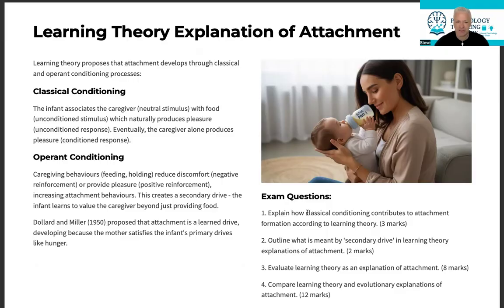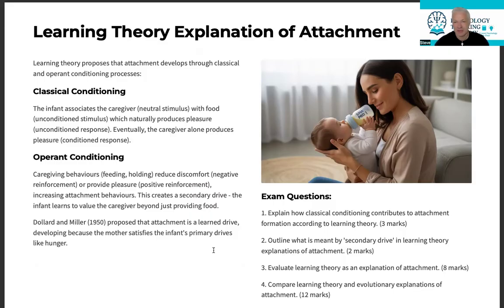Operant conditioning is based on reinforcements. So you can get positive and negative reinforcements. So the caregiver is feeding and holding, that reduces discomfort. So remember that negative reinforcement is removing something, and positive reinforcement is providing pleasure.